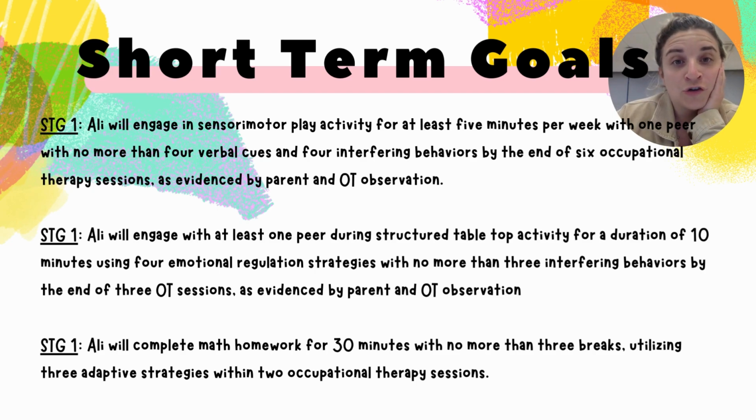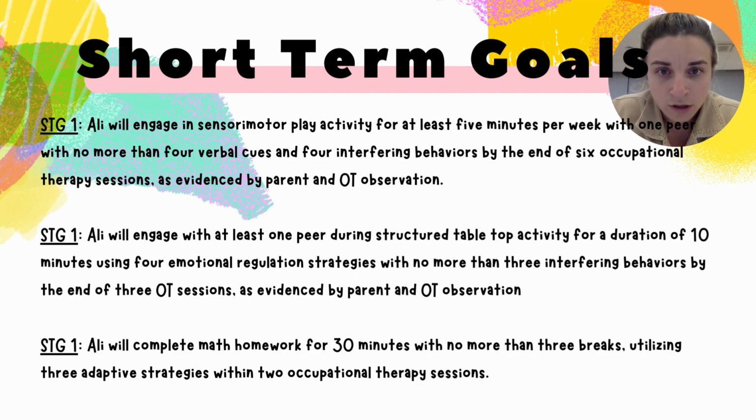So for our short-term goals with Allie, Allie will engage in sensory motor play activity for at least 5 minutes per week with one peer with no more than 4 verbal cues and 4 interfering behaviors by the end of 6 occupational therapy sessions, as evidenced by parent and OT observation.